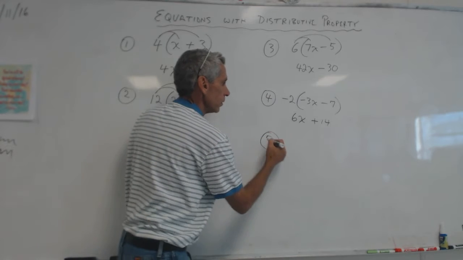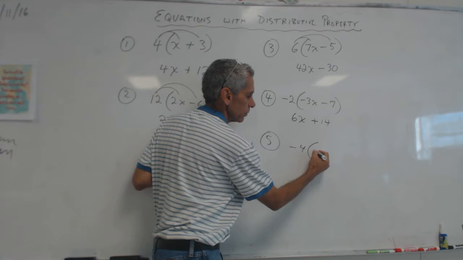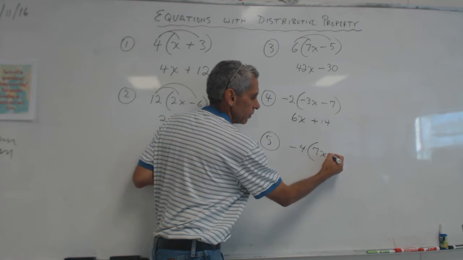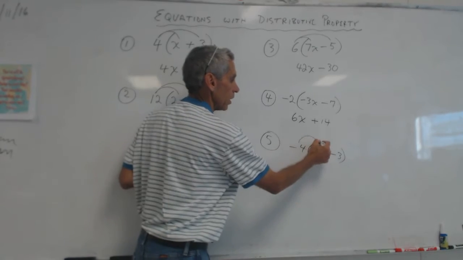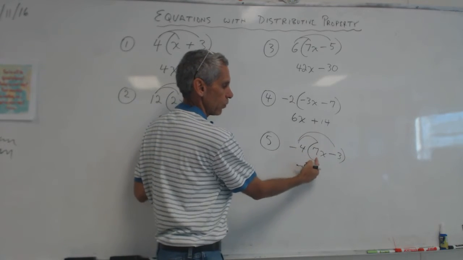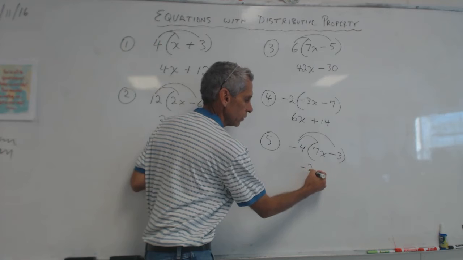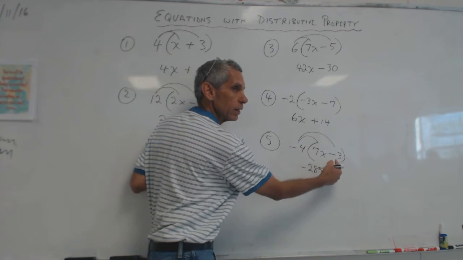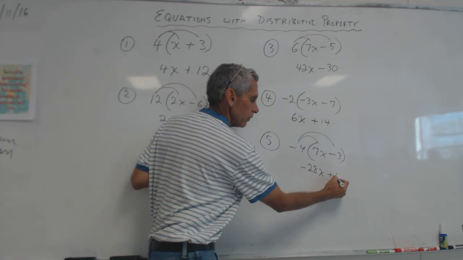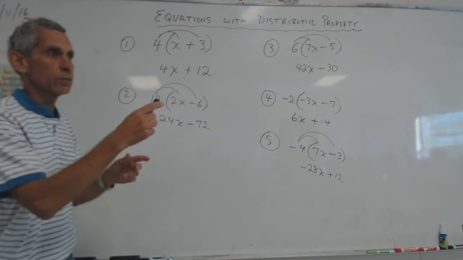Number 5. We got negative 4 parenthesis 7x minus 3. So I've got my little arcs. And I got negative 4 times 7. What's that? Negative 28. So negative 28x. Negative 4 times negative 3. Positive 12. Good job. Pretty easy, right? Yes, Blake.